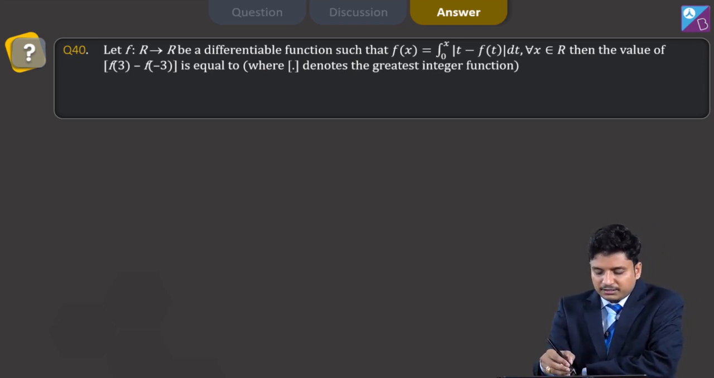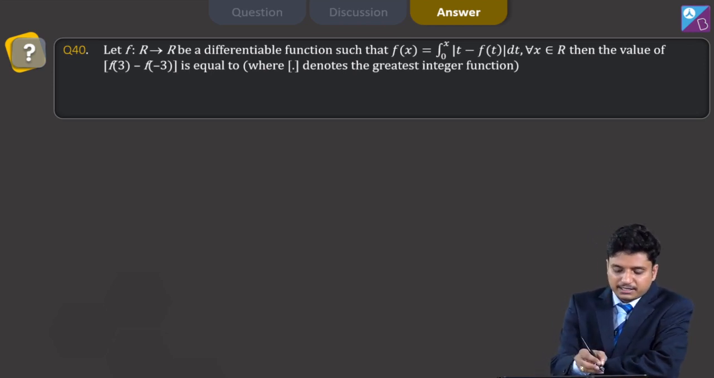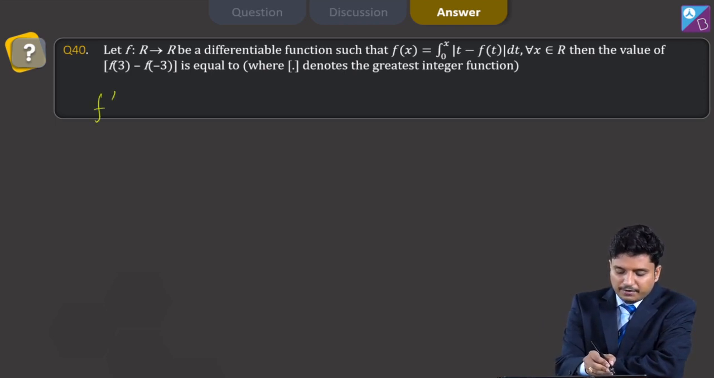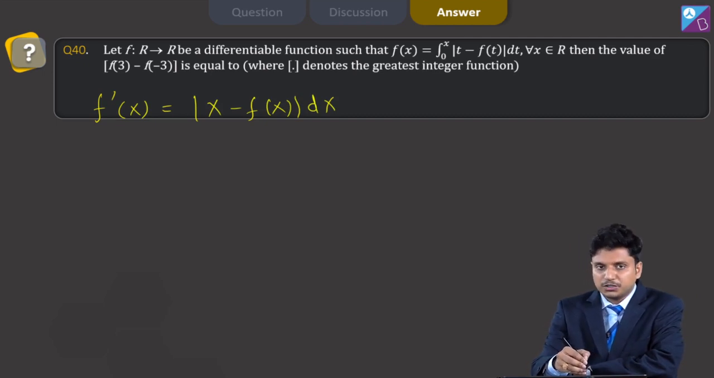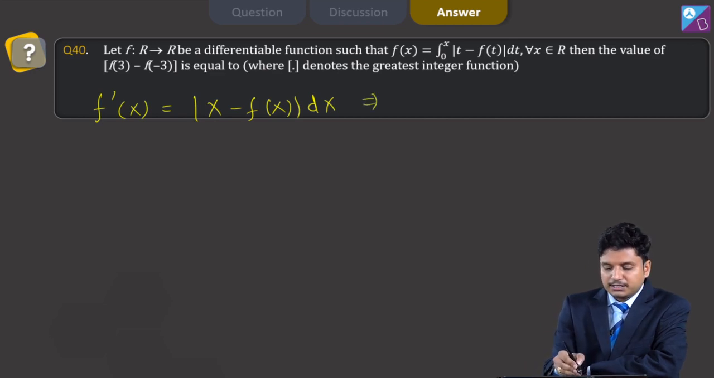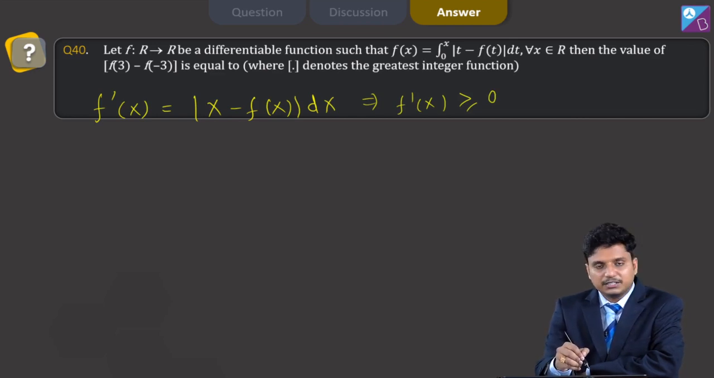So first of all, when we see 0 to x, what kind of approach should we follow? We are going to use the Newton-Leibniz rule for differentiation, and if you use that formula, it will be converted into f dash x is equal to mod of x minus fx. So you can observe that f dash x is always going to be a positive quantity because the mod value will never be negative. So f dash x is greater than or equal to 0, which means fx is an increasing function.